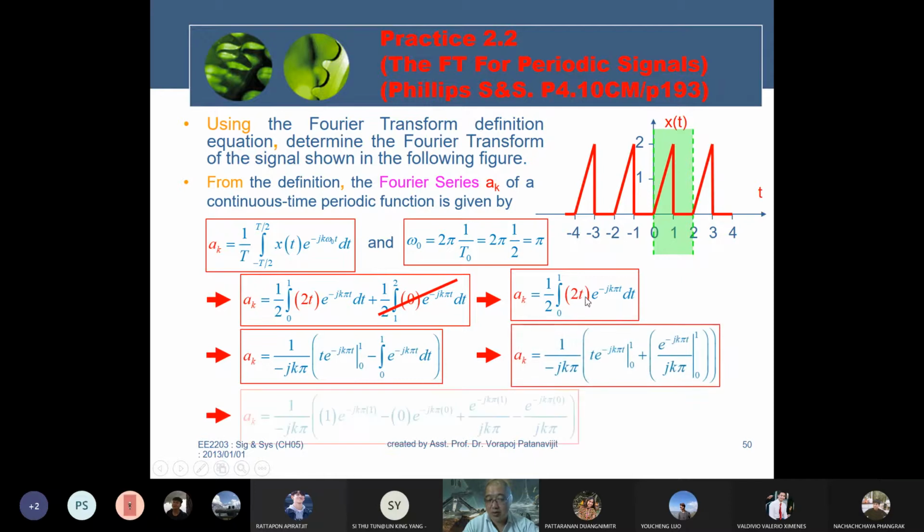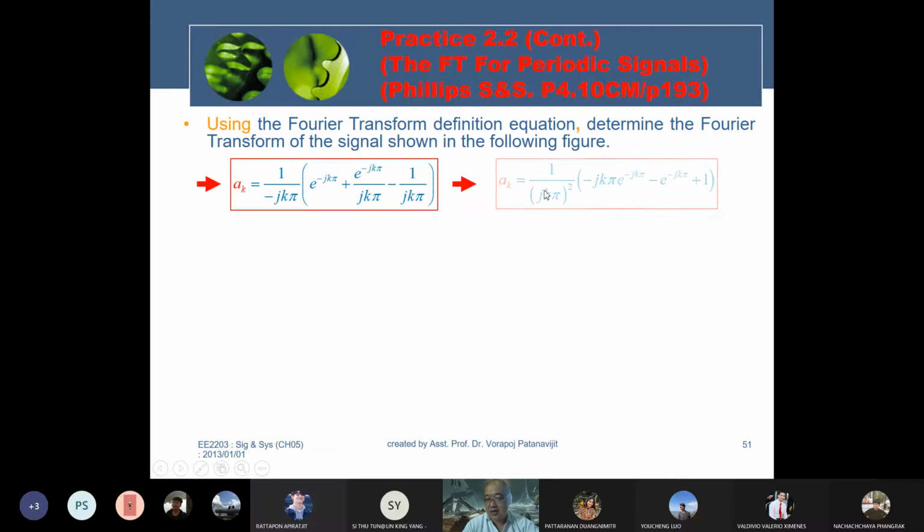In this case it requires integration by parts: integrate t e^(at), distributing here and here, step by step. After you integrate completely, you substitute the range between 0 and 1. Now after you get here, this is the closed form of a_k.